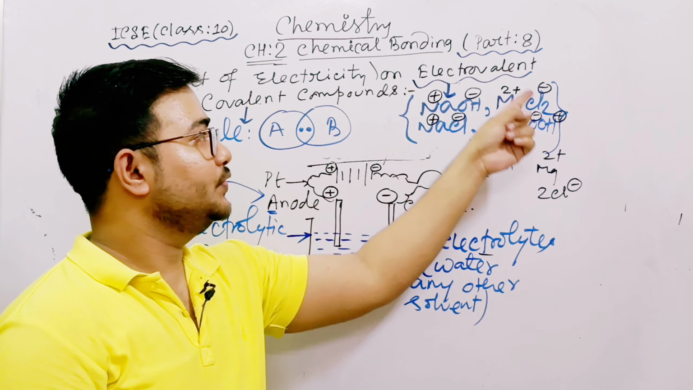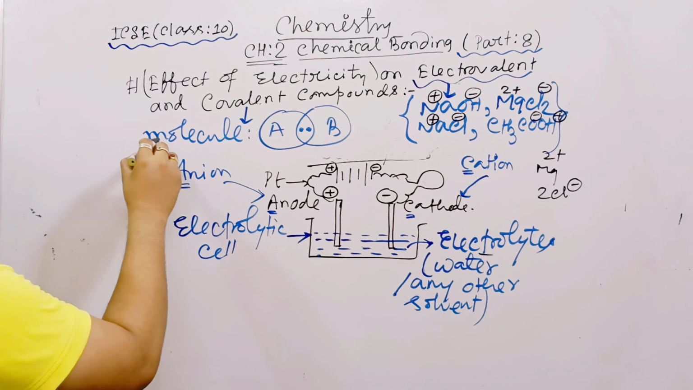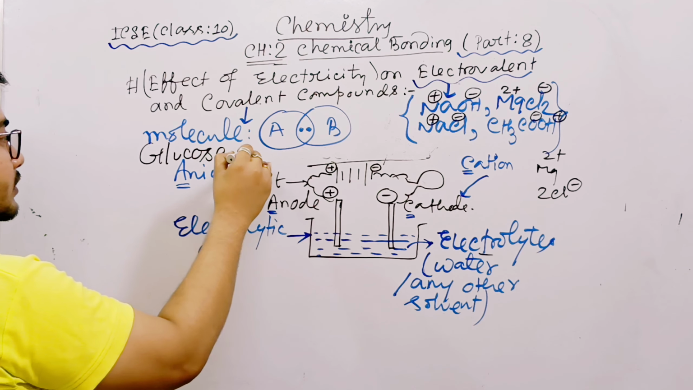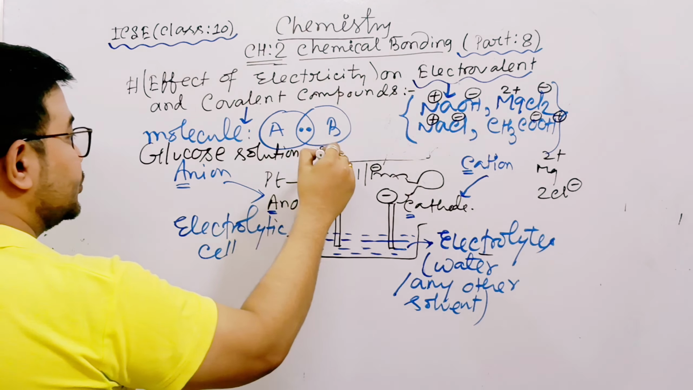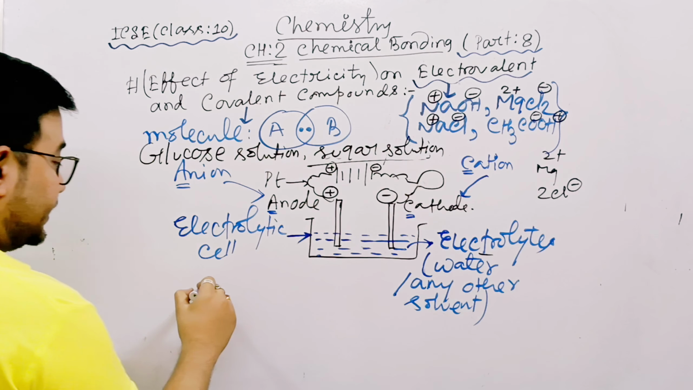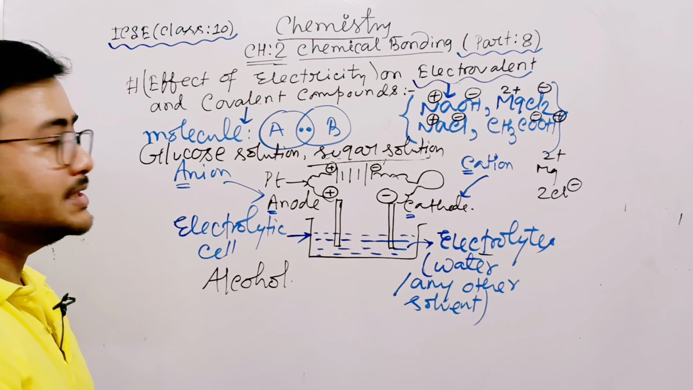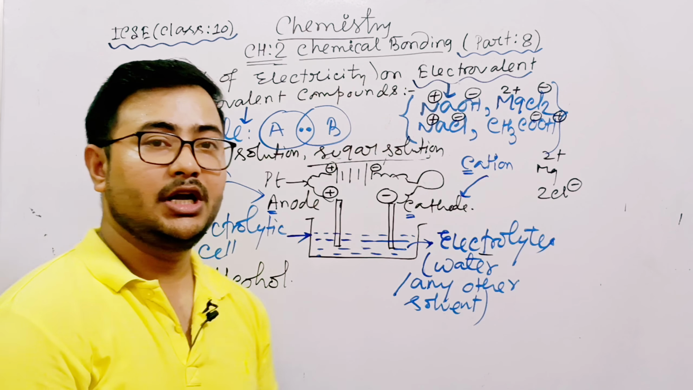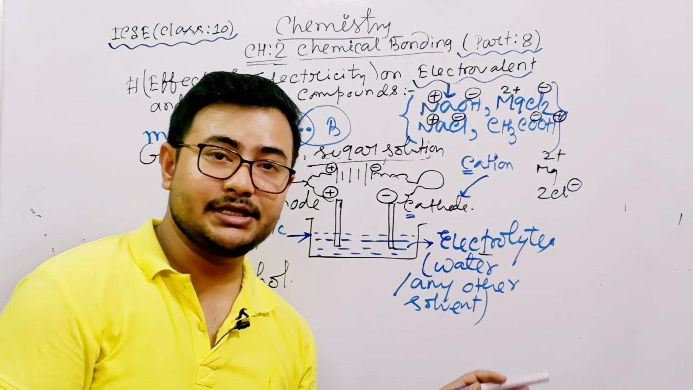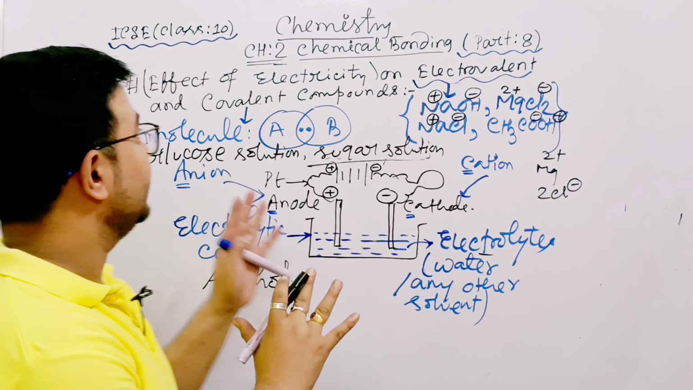Now I already told a few examples of electrovalent compounds, and for covalent compounds, as an example you can take glucose solution, sugar solution, okay, you can take alcohol also. So these are sugar solution, glucose solution, alcohol, these all are covalent compounds and will not conduct electricity and the bulb will not glow. Do you understand? So this is the full explanation.